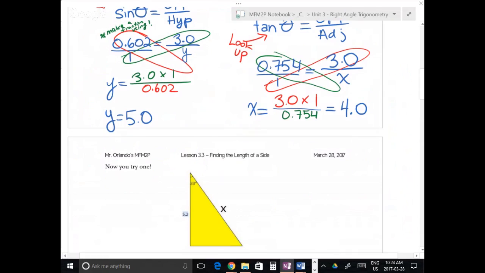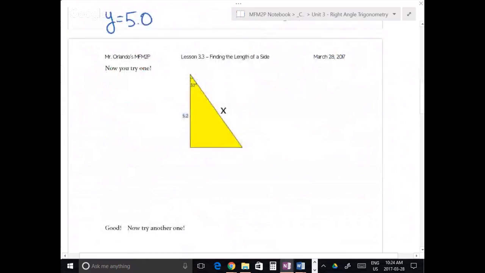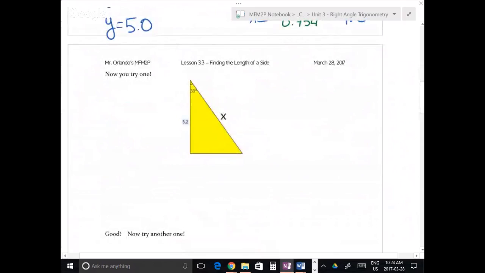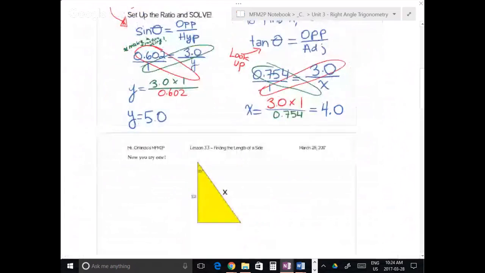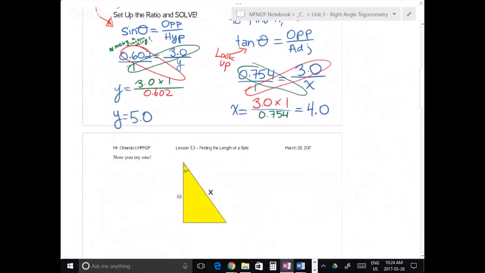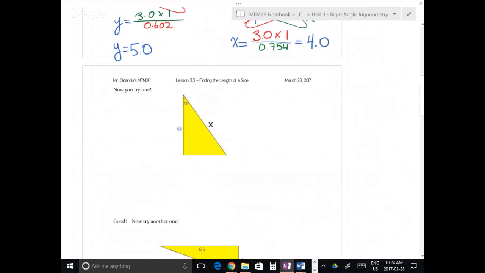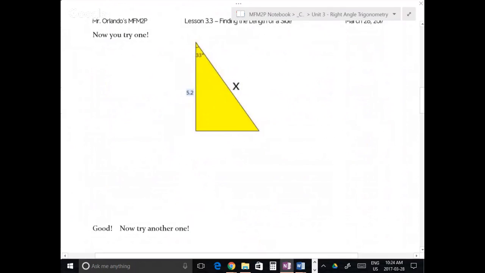I want you to try the next one. And for the next one, you don't have to find x on both sides. I just want you to find the side x. Okay? So I'm going to have you do that while I go around and take a look. And then lesson time will be done. We'll just have some time to work on this. Or if you still owe me your assignment from the last couple days, you can work on that. But I want everyone working on this one.